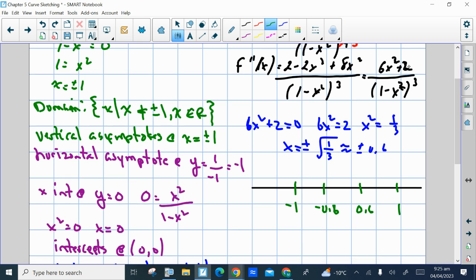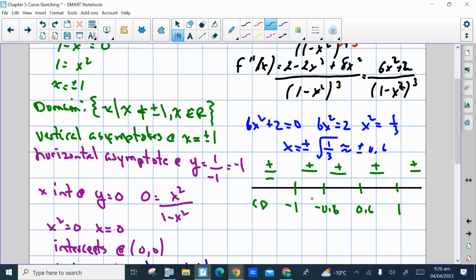So the top is always going to be positive. No matter what x is, you're going to square it, which is going to make it positive. You're going to multiply by 6, which is going to make it bigger. And then you're going to add 2, so it's just going to get bigger. So the top is always positive in each interval. What we're concerned with then is whether the bottom will be positive or negative. And that will change. A number less than negative 1, like let's say negative 2. Negative 2 squared is positive 4. 1 take away 4 is negative 3. Cubed is still negative. So the graph is concave down in that interval.